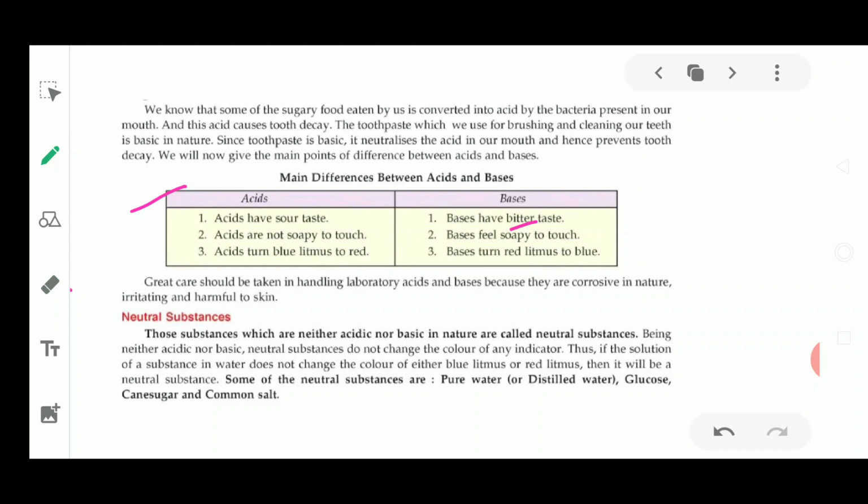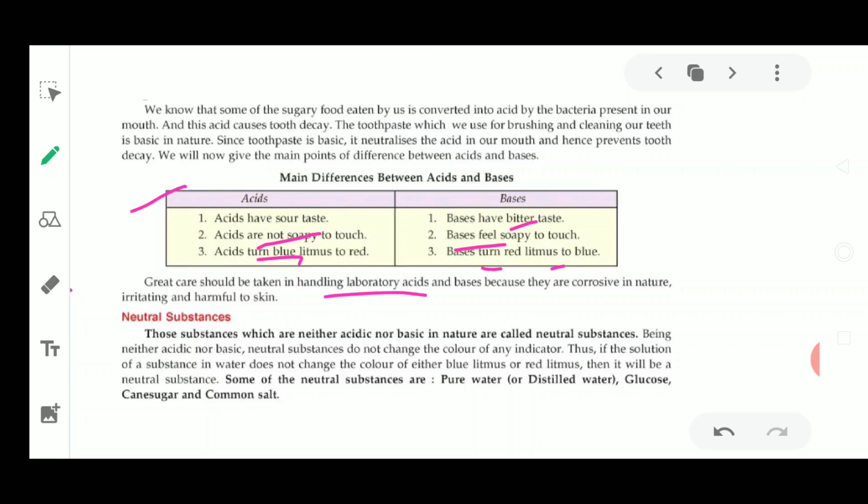Okay, next, acids are not soapy to touch, whereas bases are soapy to touch. Next, the litmus change: acid is going to turn blue litmus to red, whereas bases are going to turn red litmus to blue. Now, great care should be taken while handling these acids and bases as they are corrosive in nature, as they are going to irritate your skin.